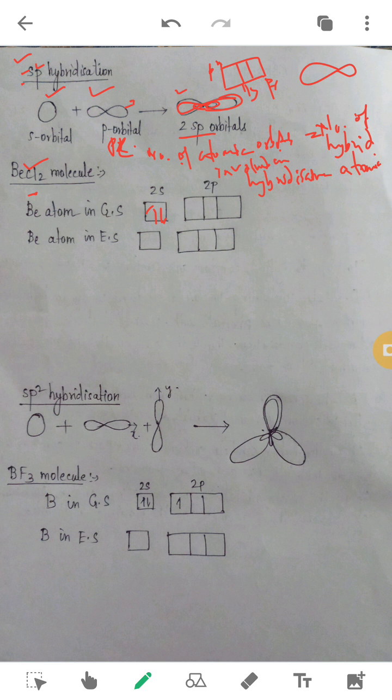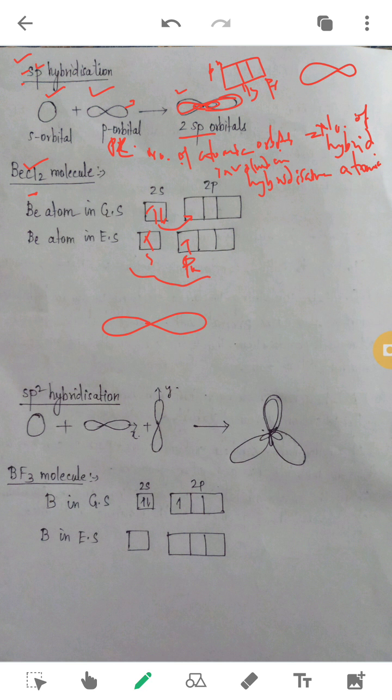So we go to the excited state, where one of the electrons jumps into the p orbital. This is the case now. This is s and this is p, specifically px, as we have shown in the diagram also. Now this goes for hybridization, forming two similar atomic orbitals.